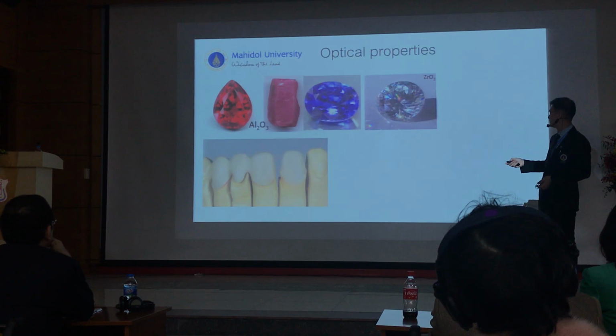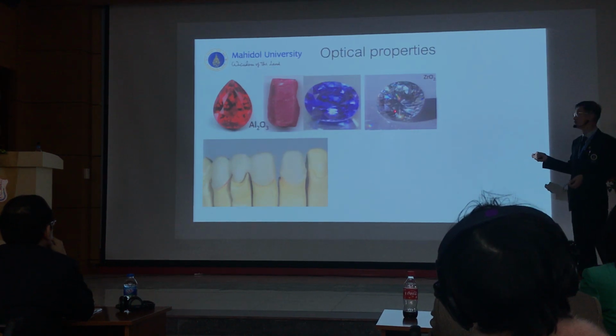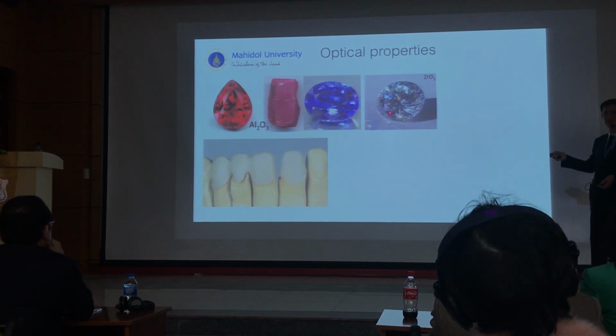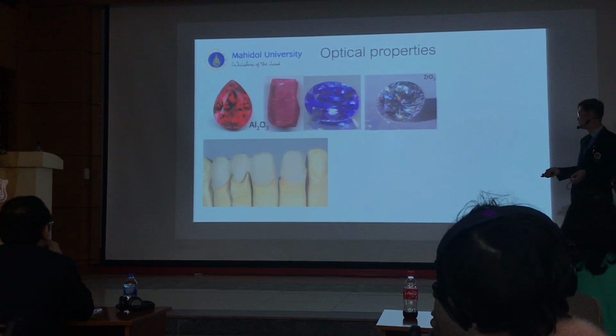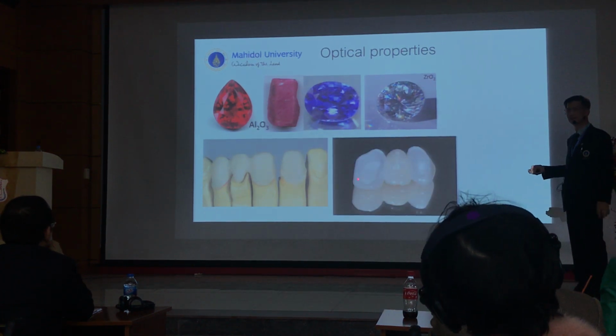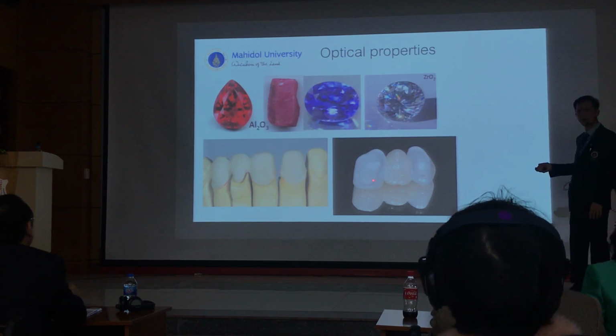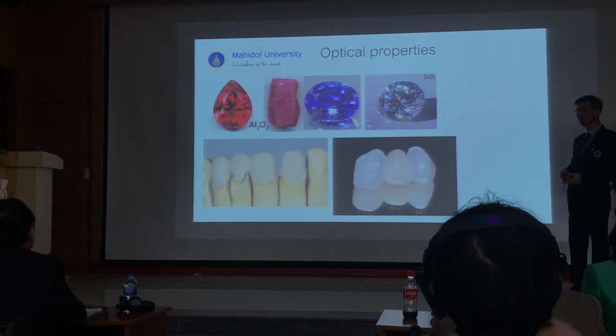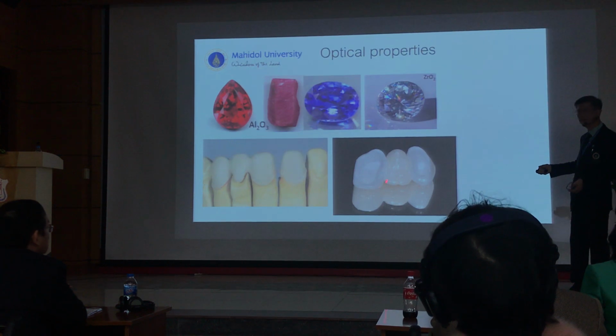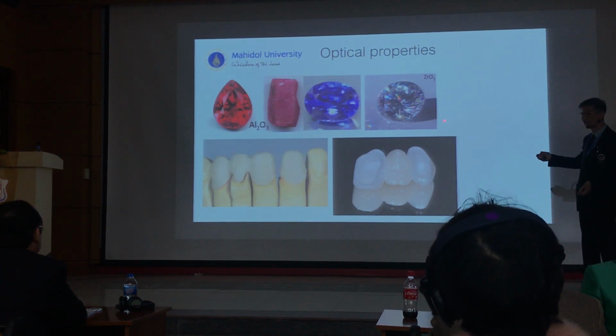This one is fake diamond. Why is fake diamond very clear? Because it's only one crystal. But the zirconia that we use in our restorations is very white, and the light cannot pass through easily because there are a lot of crystals in there. So maybe it's very strong, but this one is a single crystal.